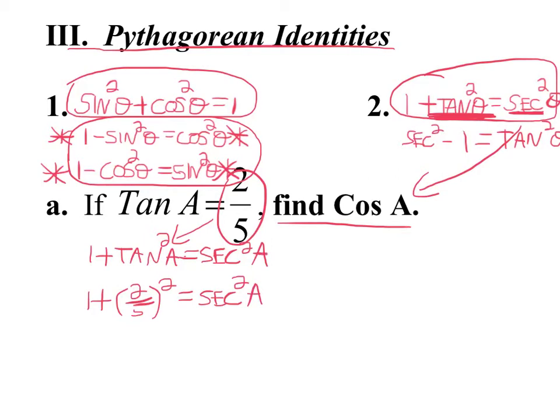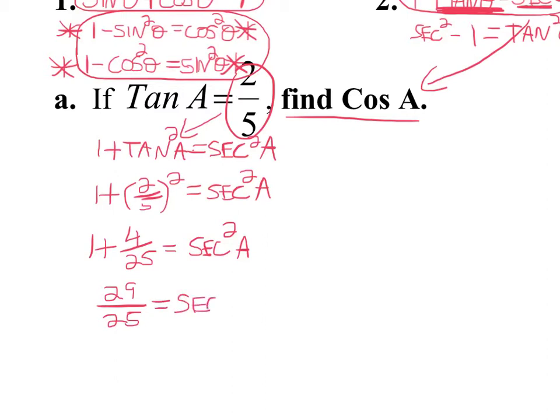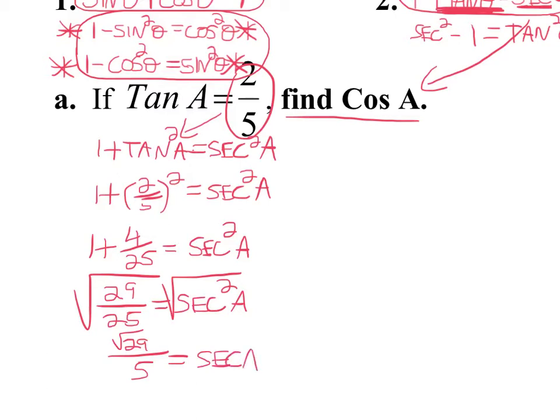Then I just want to solve for this. If I square the 2/5, it becomes 4 over 25. Adding 1 and 4/25 gives 29 over 25, which equals secant squared of A. To figure out what secant is, take the square root of both sides, and you get root 29 over the square root of 25. The square root of 25 is 5. So that's what secant of A equals.